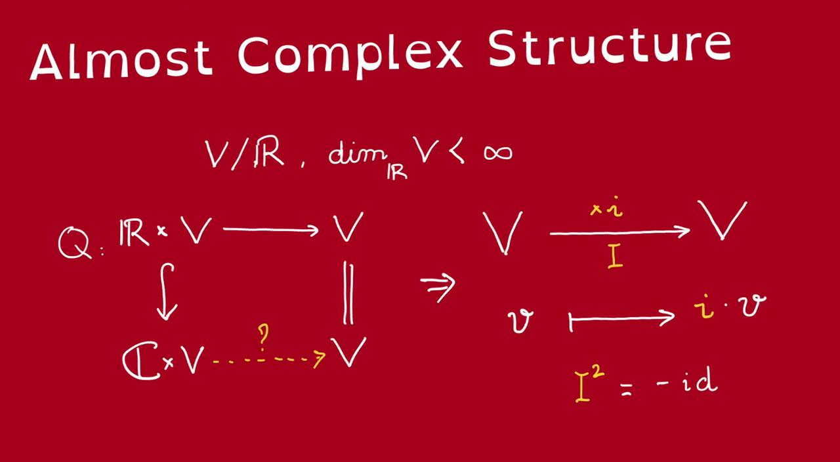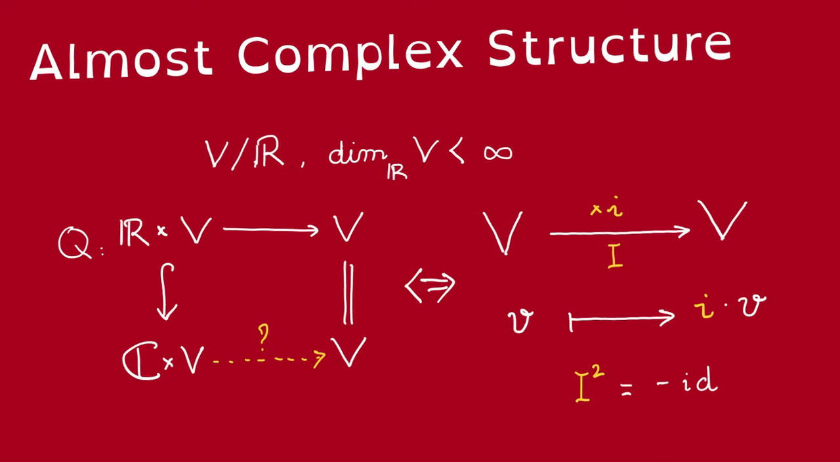But conversely, if we have such an endomorphism, then we can use that to define multiplication by i on V and thus define a complex vector space structure on V. So this is if and only if. Thus, V has a complex vector space structure if and only if it has an endomorphism I whose square is equal to minus the identity.